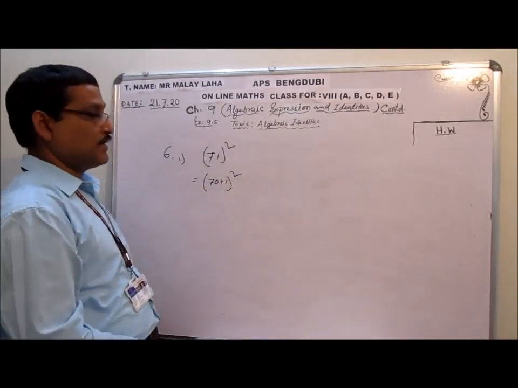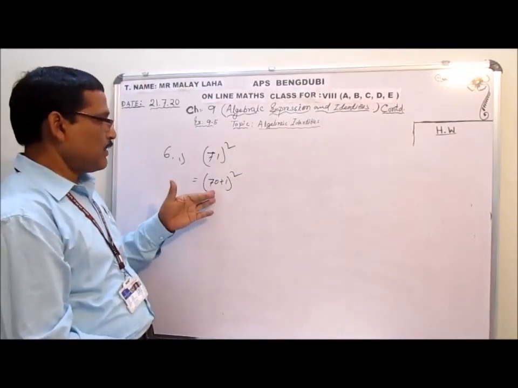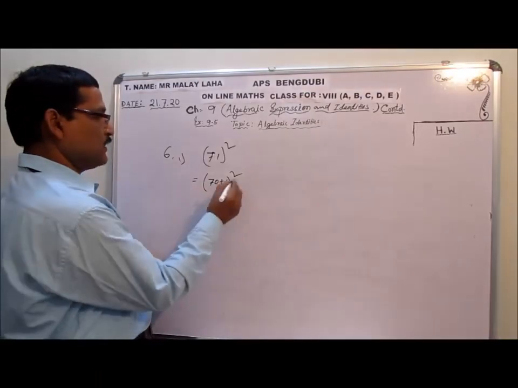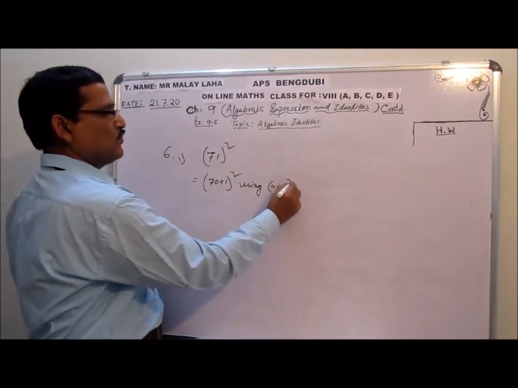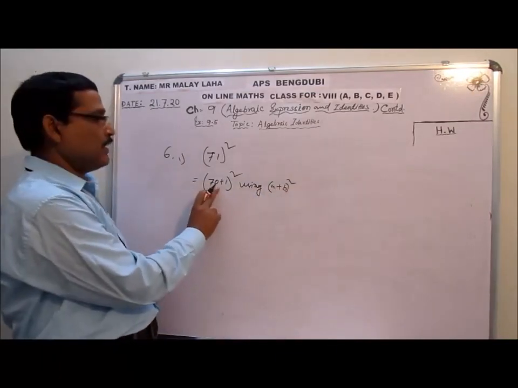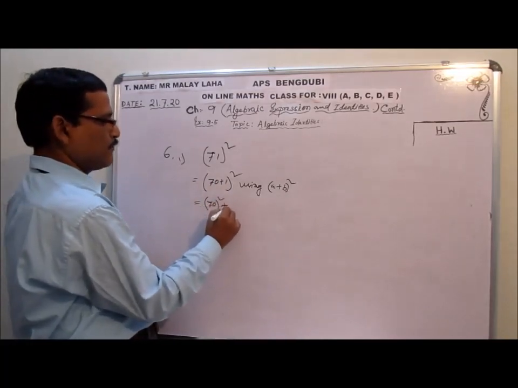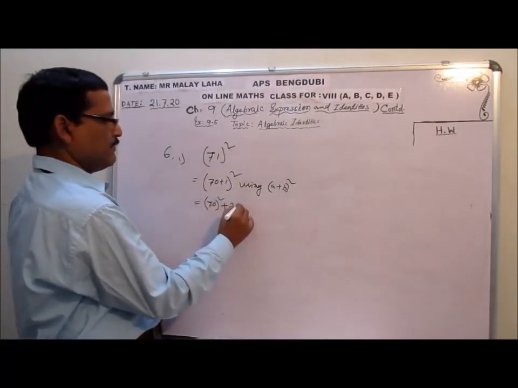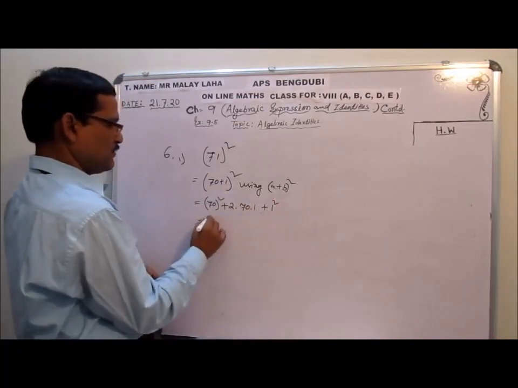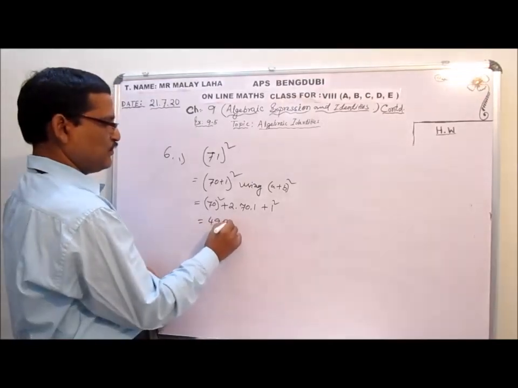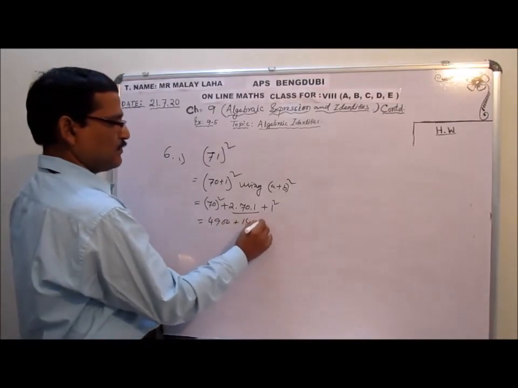Sometimes you can write 80 minus 9, but why make it complex? You have to make it simpler. So 70 plus 1, using (a plus b) whole square, where 70 is a, 1 is b. a square means 70 square, plus twice a b, 70 into 1, plus b square, 1 square. So 70 square means 4900, plus this one is 140, plus 1.